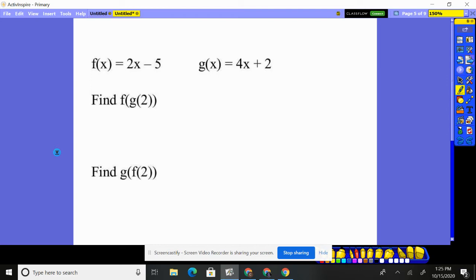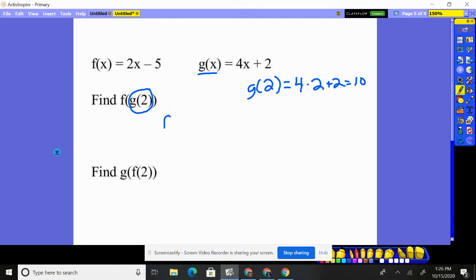We want to find f of g of 2. Now, what this is saying is we want to first find g of 2, get that answer, and then plug it into the f function. So it's sort of a composition of two different functions, just like, which coupon should we use first? This one says we want you to use the g coupon first. We want you to figure out g of 2. So g of 2 is 4 times the x value, which is 2, plus 2, which gives me 10.